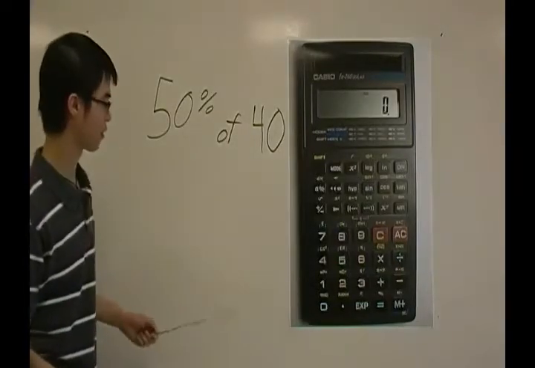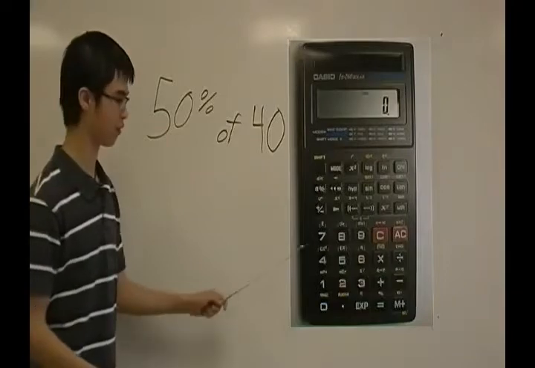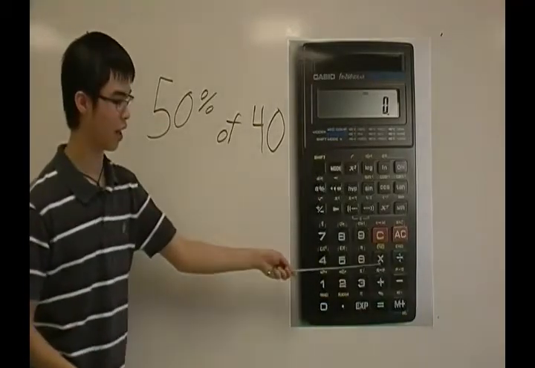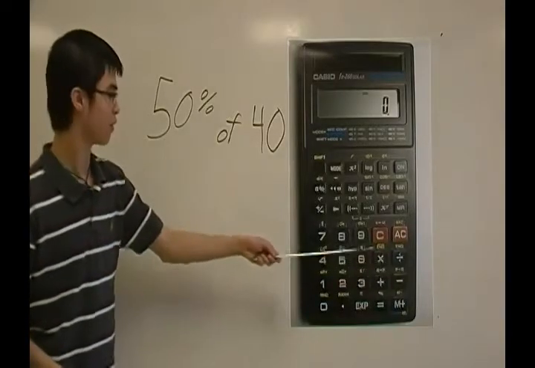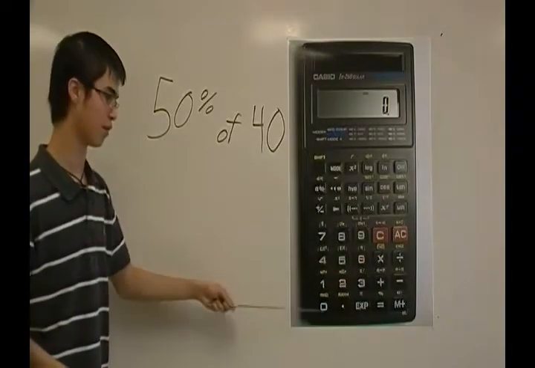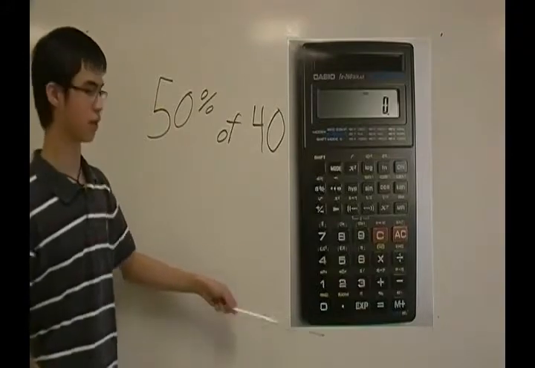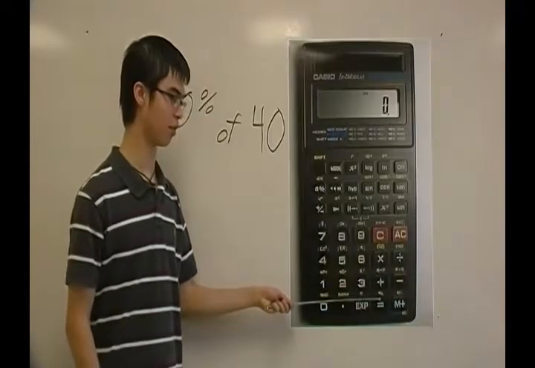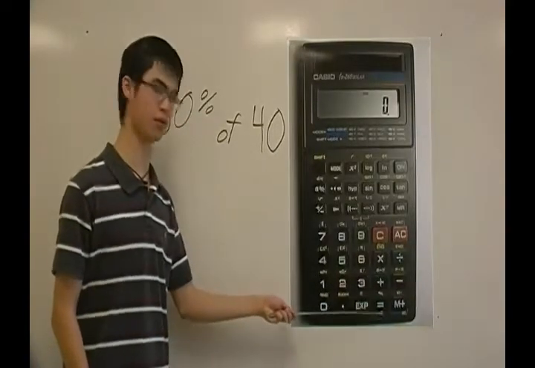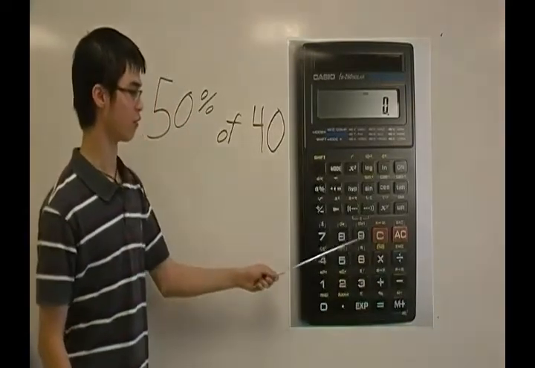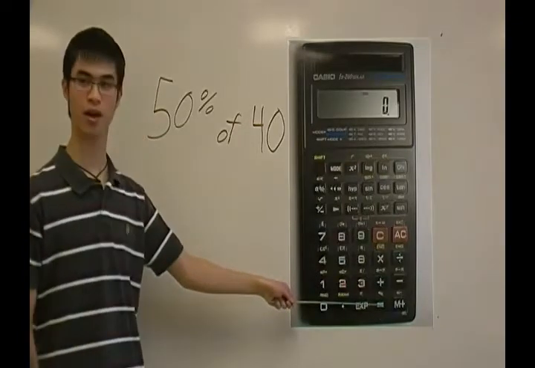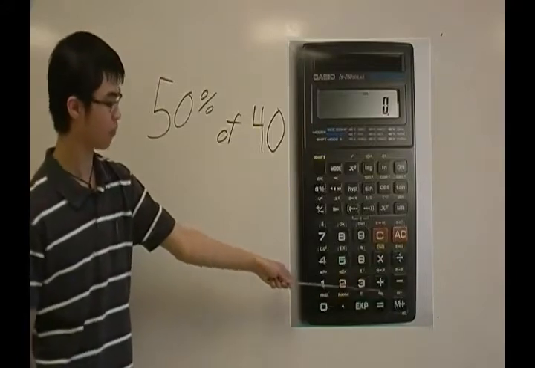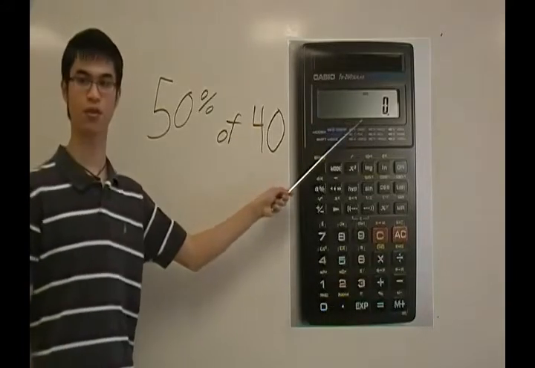What you'll hit first is 40. So you'll type in 40 times 50. Then you hit the shift button. Now the percentage symbol is this right here. It's right above the equal button. So now you hit this, which will be recognized as a percent button. Then you will come out with your answer, which is 20.